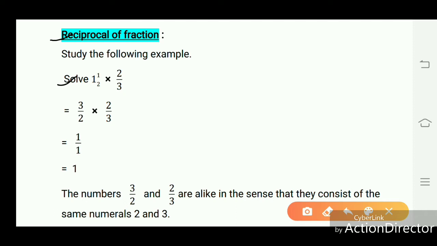First we convert the mixed number 1 whole 1 upon 2 into an improper fraction. So we get 3 upon 2, and we write 2 upon 3 as it is. When we solve these two fractions, 3 divided by 3 is one time and 2 divided by 2 is one time. So we get 1 upon 1, which is equal to 1.